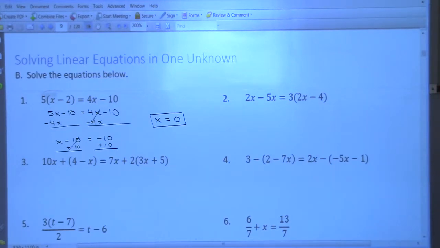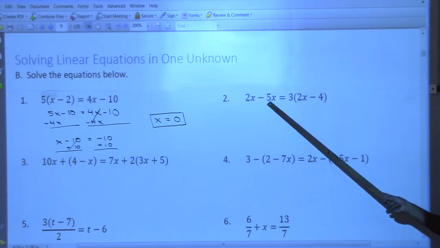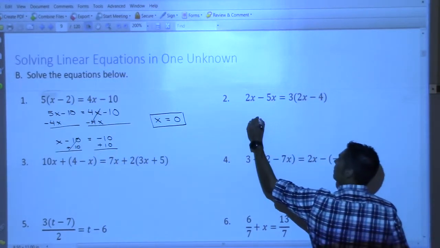What about this one? I have x's on both sides, so I need to get them all on one side. Is there anything I can do on the left side? I can combine these like terms. I have 2 x's, take away 5 x's. How many x's would I have then? Negative 3 x's.